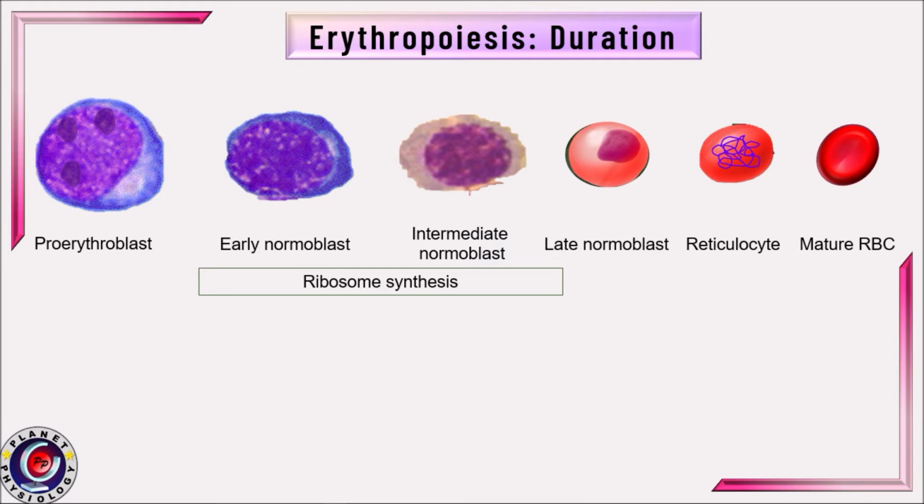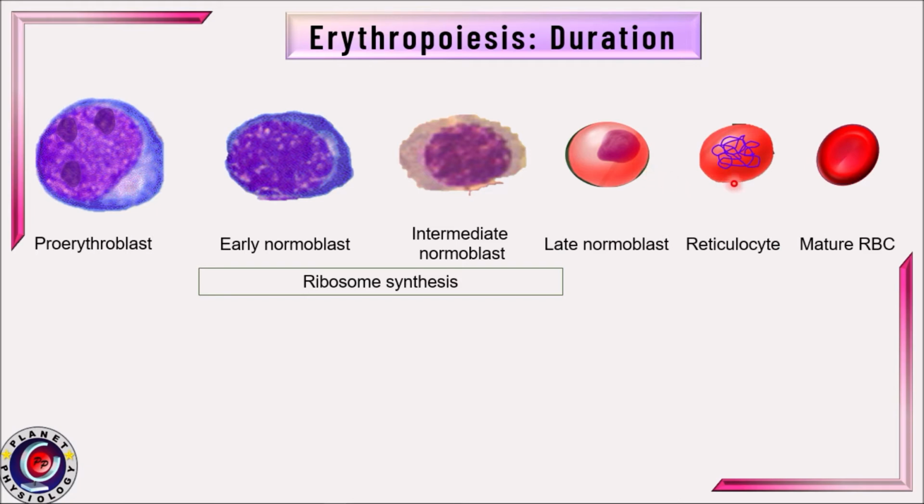So let us summarize the stages. The first cell that can be identified as belonging to the RBC series is proerythroblast. Next is early normoblast. Both these cells show basophilic cytoplasm. Then is the intermediate normoblast. Hemoglobin first appears in this stage and cytoplasm shows polychromatophilic nature. During early and intermediate normoblast, ribosome synthesis takes place and therefore cells are capable of cell division. In late normoblast, cytoplasm is totally acidophilic in nature. In the earlier stage, nucleus is highly condensed and in the later stage, nucleus is absent.